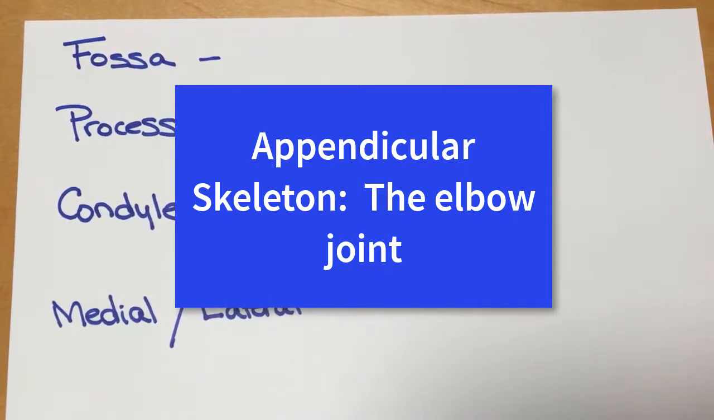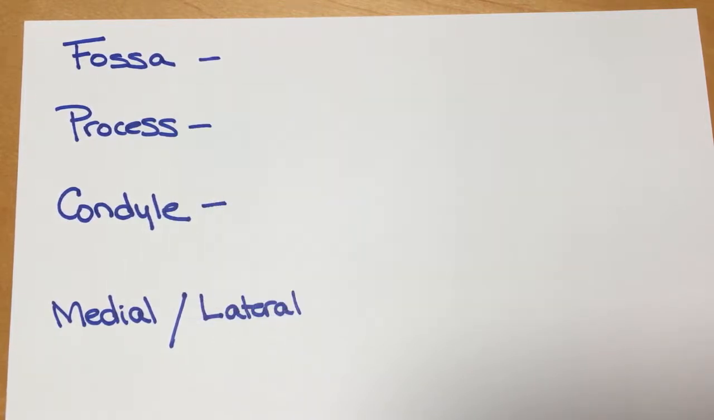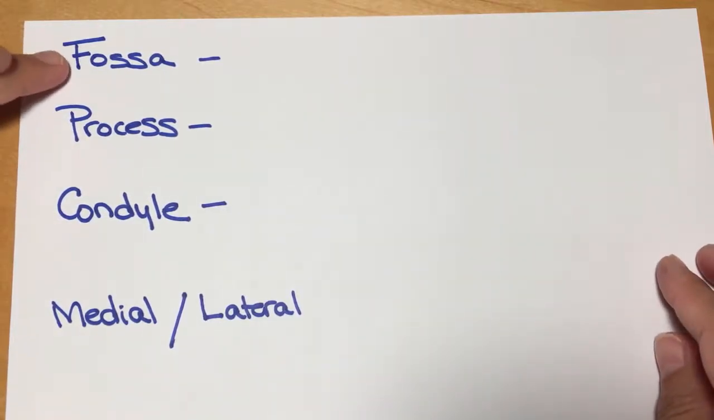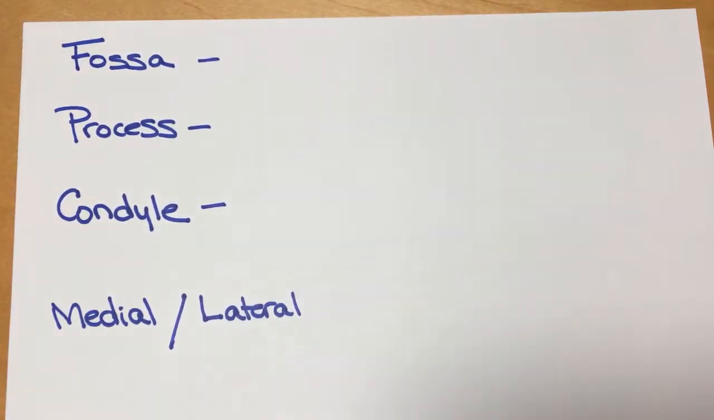Hi everybody, welcome back. Today we're going to be discussing the appendicular skeleton, in particular the bones of the elbow joint. So before we do that, we have to go over a little bit of vocabulary here. I wanted to talk about the word fossa. A fossa is an indentation on a bone.